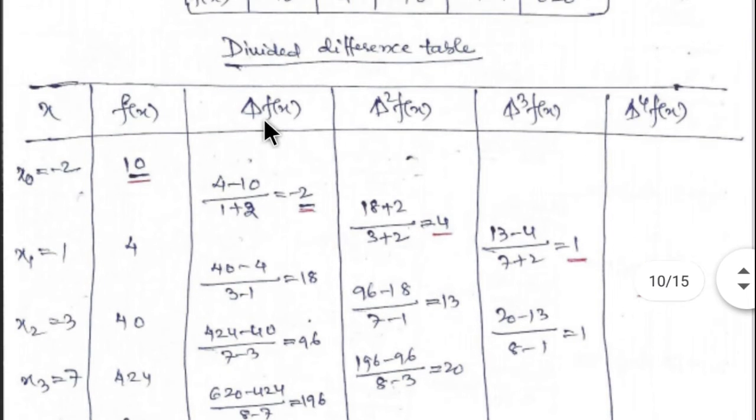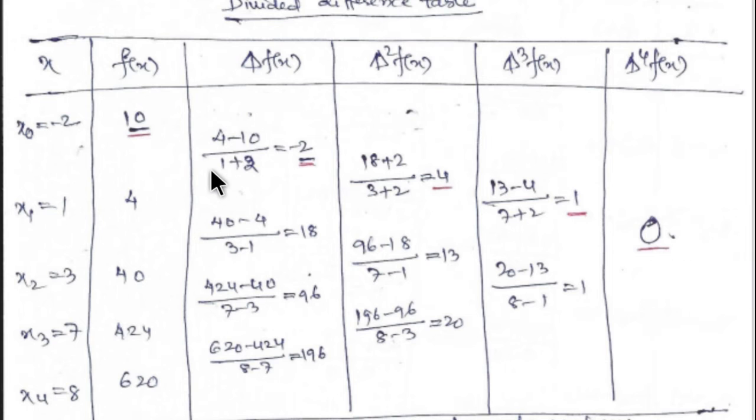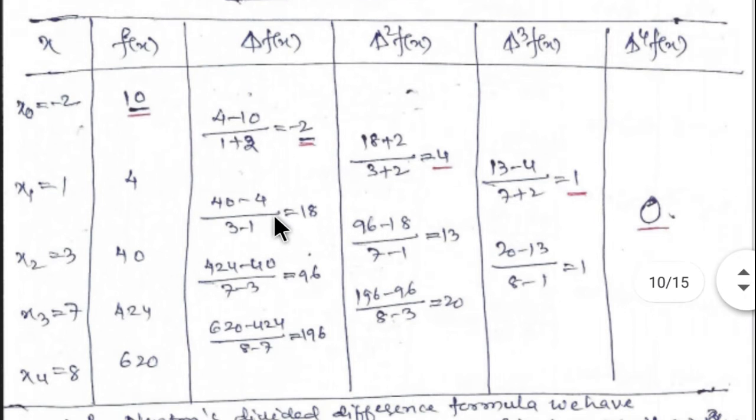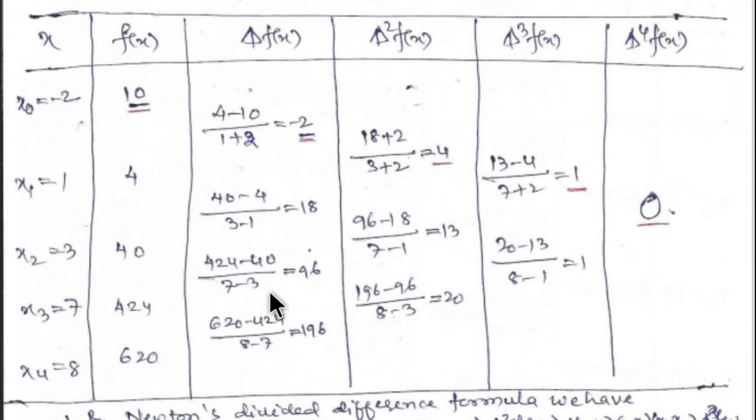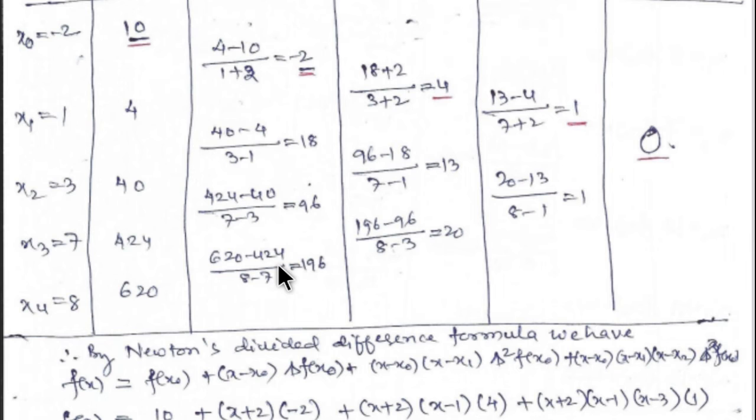Okay, then delta of f of x we find out, the first order divided difference. You know already, 4 minus 10 divided by 1 minus of minus 2, plus 2, you get minus 2. Similarly, 40 minus 4 divided by 3 minus 1, 18 you get. 424 minus 40 divided by 7 minus 3, 96. So 620 minus 424 equal to 196 divided by 8 minus 7, that is x4 minus x3. This gives 196.